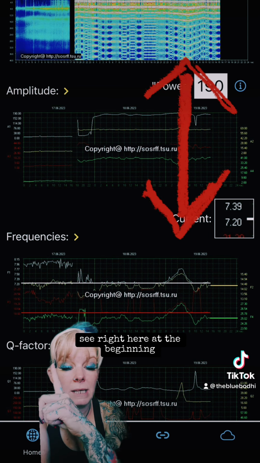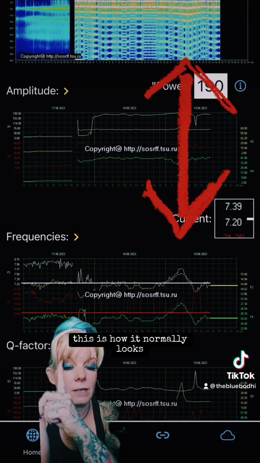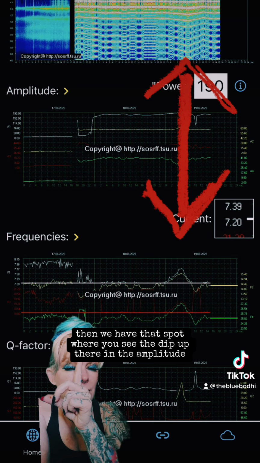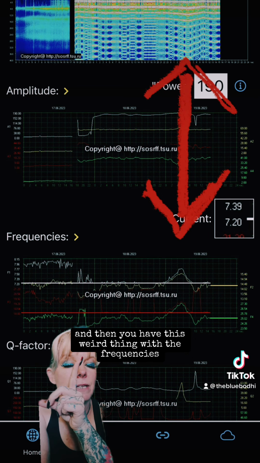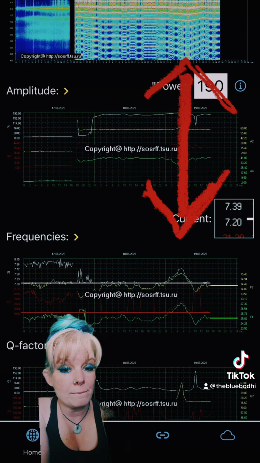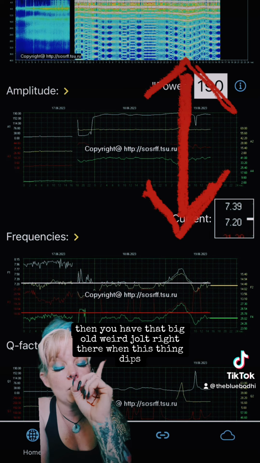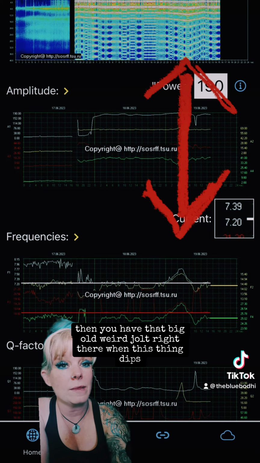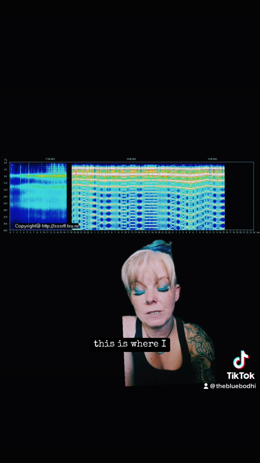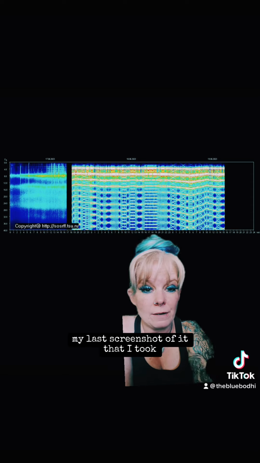See right here at the beginning, this is how it normally looks. Then we have that spot where you see the dip up there in the amplitude, and then you have this weird thing with the frequencies, and now they're super low, okay? Then you have that big old weird jolt right there when this thing dips. So this is how it looked at the filming of this video. This is my last screenshot of it that I took.